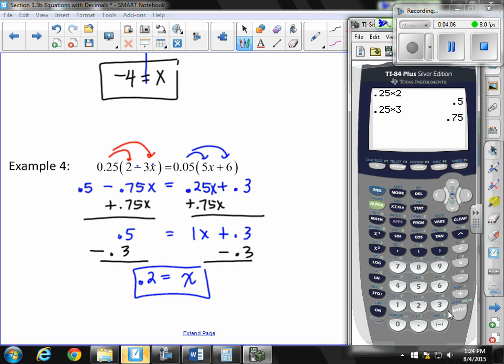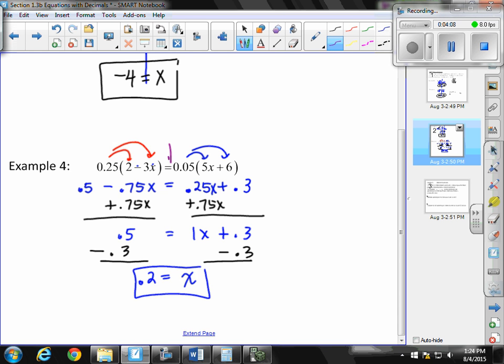Now I want you to notice in here I didn't write my vertical line, but if you look, my equal signs all line up. So I am still working with the left-hand side and the right-hand side of my equation.